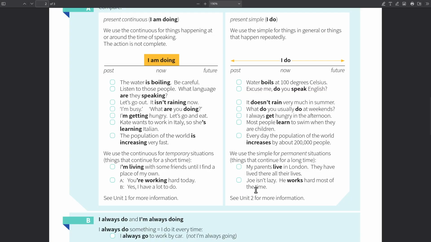Joe isn't lazy. He works hard most of the time. Okay? That's something that's permanent, right? It's different to say you are working hard today. We're talking about a temporary situation, that he's working hard only that day. But in this case, Joe isn't lazy. He works hard most of the time, right? A permanent situation.